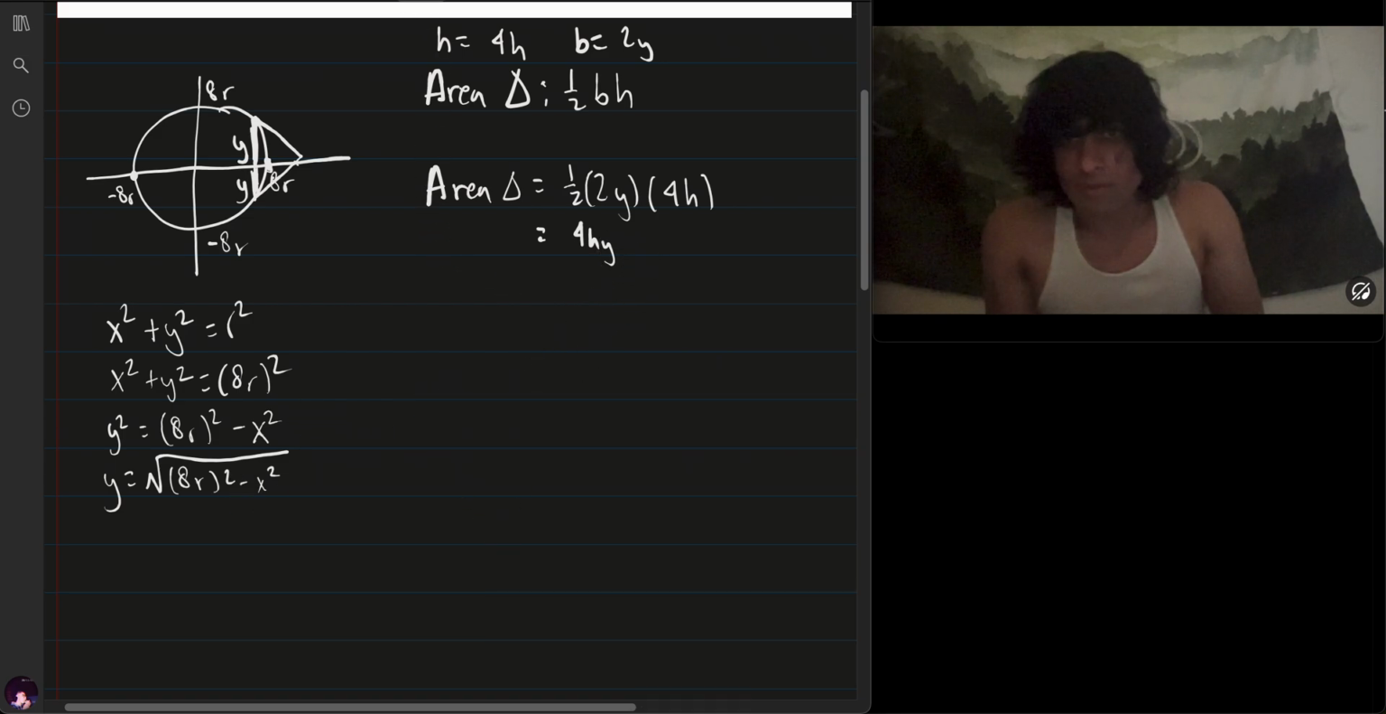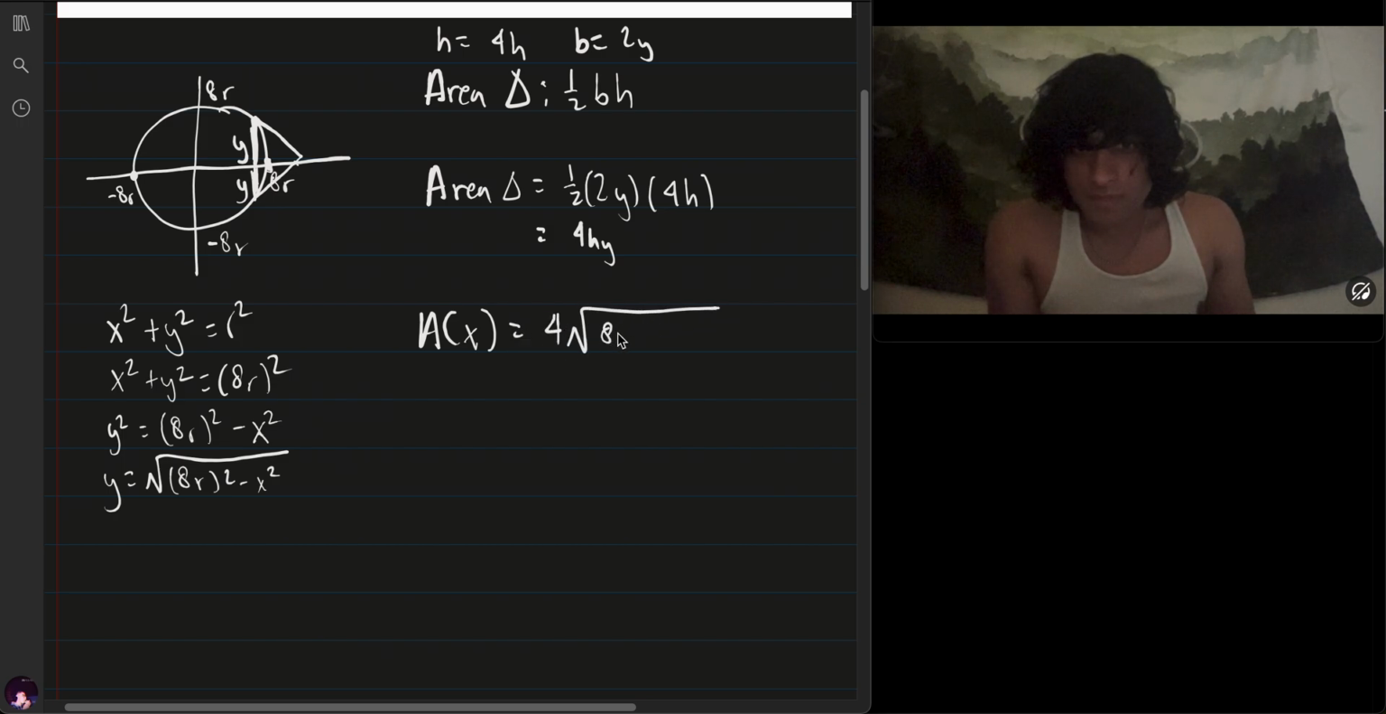So we're going to rewrite this equation now, and we have finally found our cross-sectional function, right? This is going to be a function, this area, which we will call A of x. So A of x is going to equal 4h times the square root of 8r squared minus x squared. That is our cross-sectional area function.